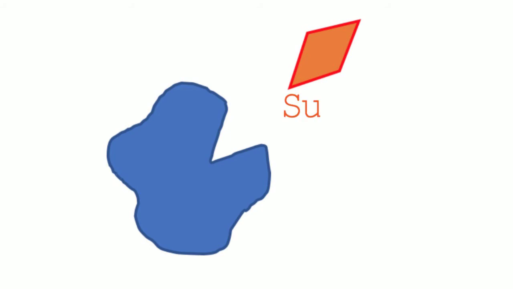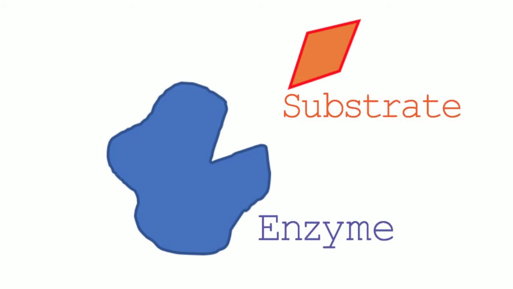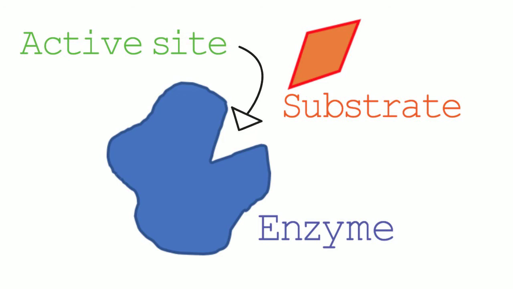So here we have an enzyme and a substrate. The substrate is the orange diamond and the enzyme is the blue shape. The enzyme is made out of proteins. The enzyme has an active site and the arrow indicates where this is. The active site will be a shape so that the substrate fits into it. The chemical reaction that's going to take place in this example is that the molecule that is the substrate is going to split into two smaller molecules, and the enzyme is going to catalyze this reaction.